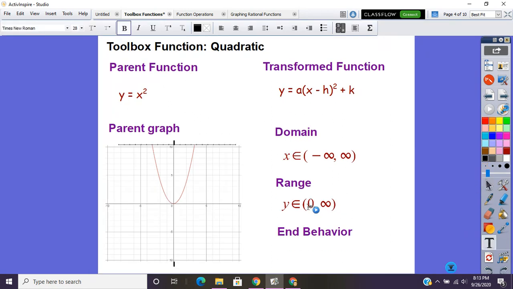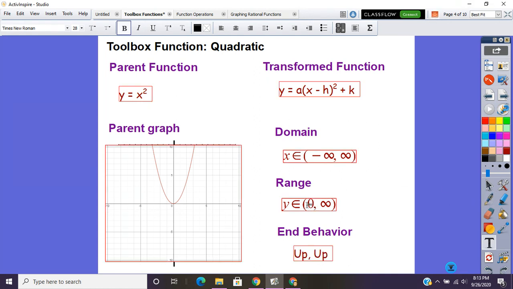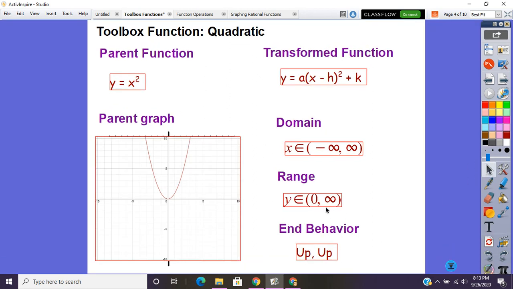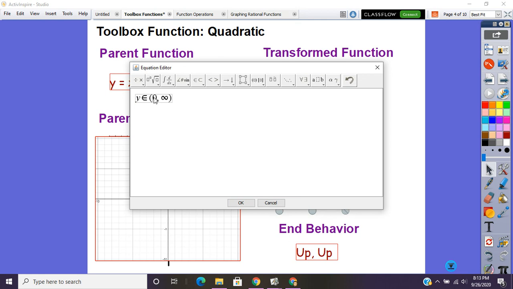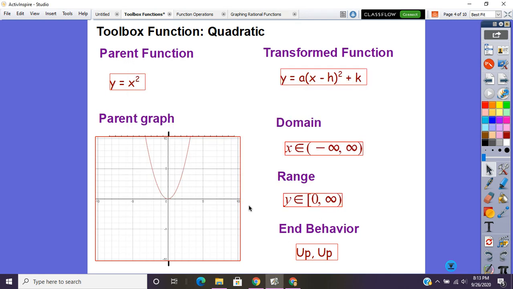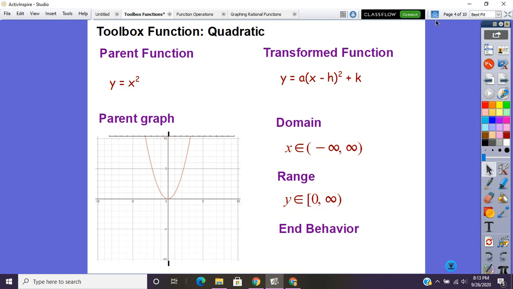And actually, I can tell you, I already see an error on that, but I'll have to fix it later. Well, actually, I'll fix it right now. This should actually be, hold on. This should be a bracket because with our range, it can equal 0. And then our end behavior is up, up. So make sure we have this bracket here because like I said, there is a point right there.